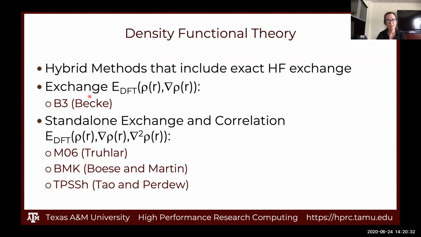So the most common exchange term still to this day is B3, Becke's third parameterization. Okay, it's a GGA functional, but it includes a certain percentage of Hartree-Fock exchange. And standalone exchange and correlation, M06, BMK, TPSSh, all of these incorporate a certain amount of either their GGA or tau GGA, and they include a certain amount of exact Hartree-Fock exchange.